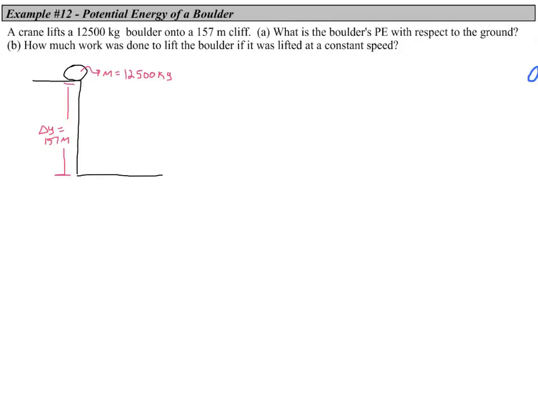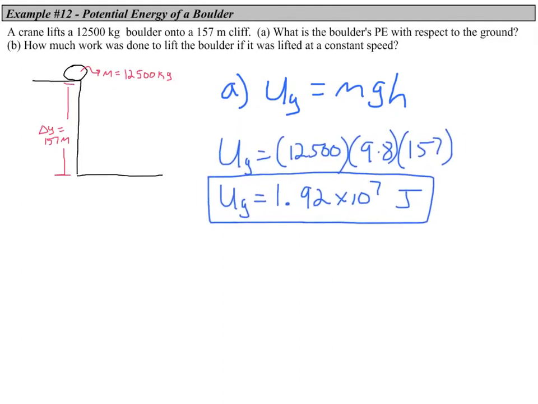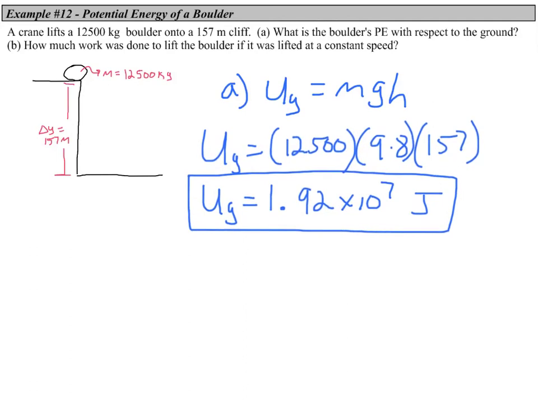So here we have a 12,500 kilogram boulder that's been lifted onto a 157 meter cliff, and we want to know the boulder's potential energy with respect to the ground, and then how much work was done to lift that boulder if it was lifted at a constant speed. So for part A, we start with our equation for gravitational potential energy. Putting in our mass, g, and the height above the reference level, we end up with an energy of 1.92 times 10 to the 7 joules.